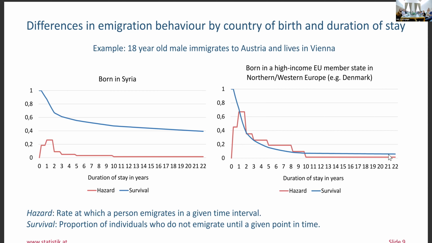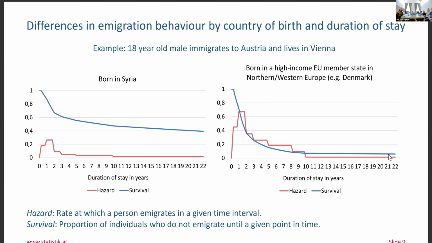And what you see on the x-axis is the duration of stay in Austria in years. And then in both graphs, you have a blue line and a red line being the emigration hazards, the rate at which the person emigrates in a given time interval. And the blue line is the survival, so the proportion of individuals who do not emigrate until a given point in time. And so there's two things to see here.